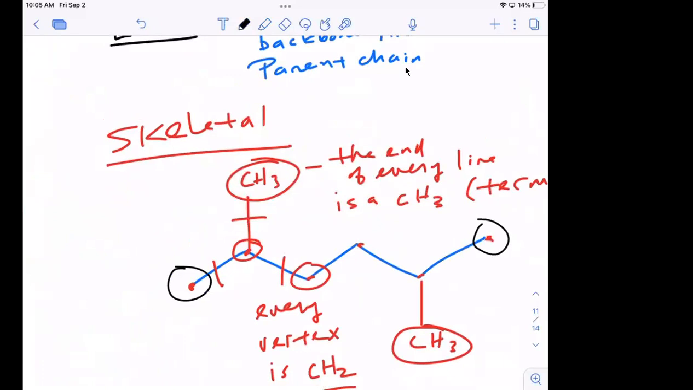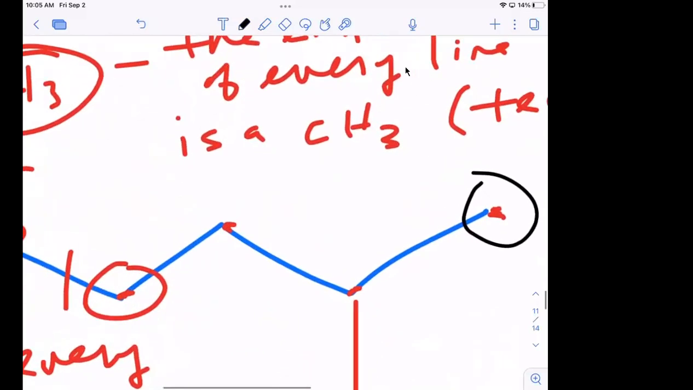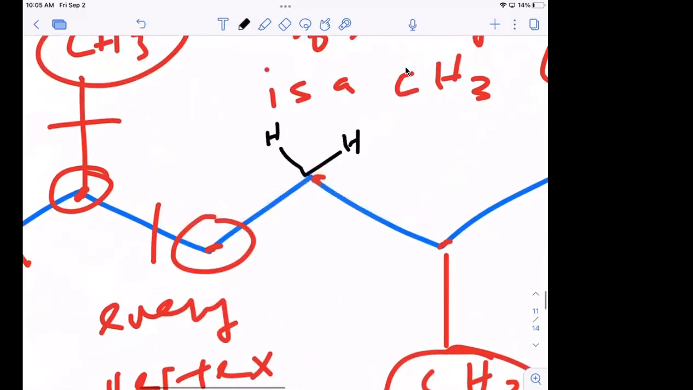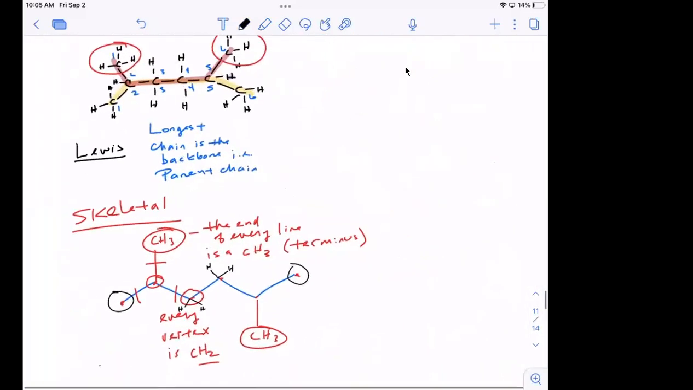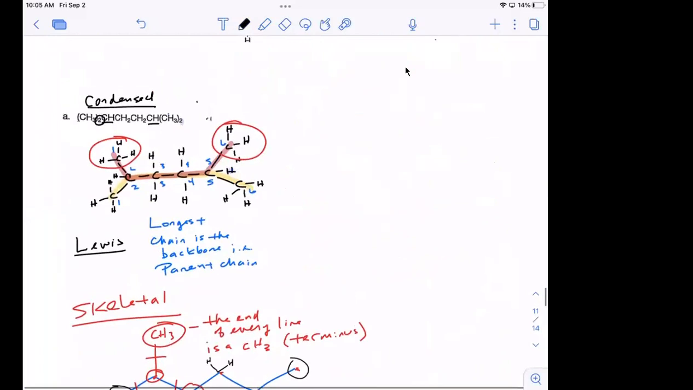And everywhere two lines come together, unless there's some other atom there, it's understood that it's a CH2. So there are two hydrogens on each one of these carbons here. Right, so that would be the skeletal form for this molecule, and we can name it. I haven't taught nomenclature yet, but I always like to throw it in when it's appropriate, right?